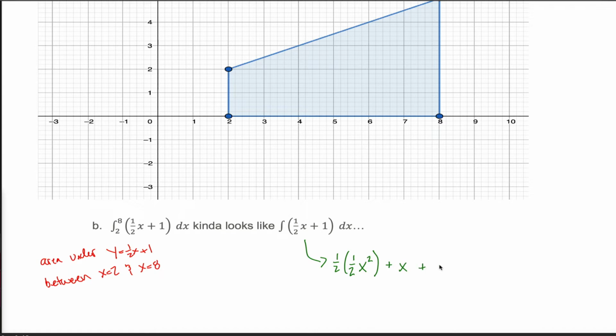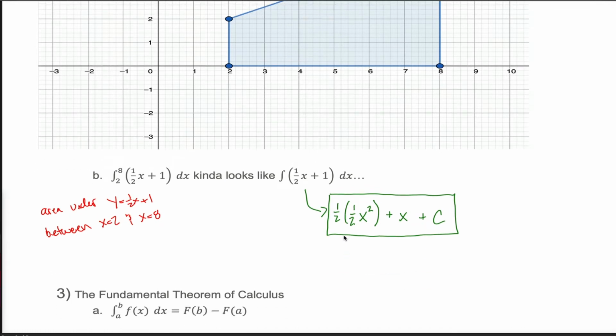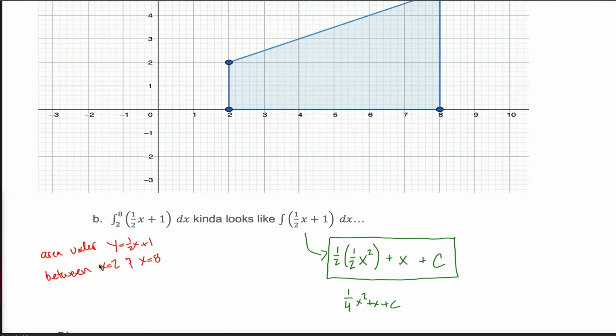If we want, we can tack on a plus c here to calculate the function that, if I took the derivative of that function, would give me this expression, 1/2 x plus 1. Could leave it just like this if you want, or you can clean it up a little bit and call this 1/4 x squared plus x plus c. Wouldn't it be awesome if somehow this was related to this? Well, it is, as you could probably guess by the way I'm saying all this stuff.